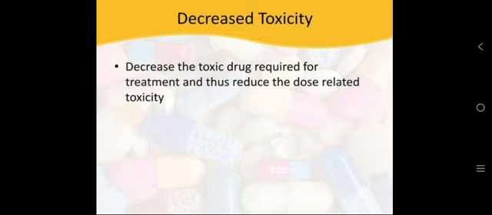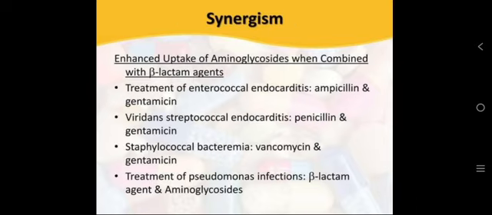Decreased toxicity. Decrease the toxicity of the drug required for treatment and thus reduce the dose-related toxicity. Synergism. Enhanced uptake of aminoglycosides when combined with beta-lactam agents. First one, treatment of enterococcal endocarditis. Example, ampicillin and gentamicin. Treatment of Pseudomonas infection. Example, beta-lactam agent and aminoglycosides.